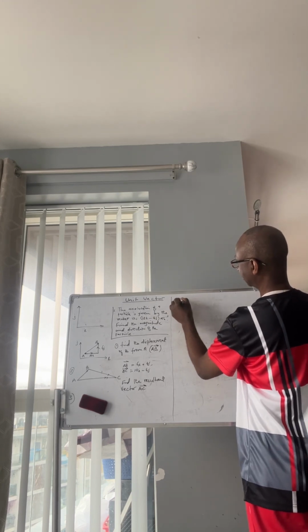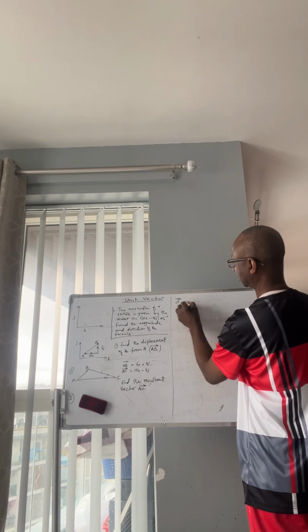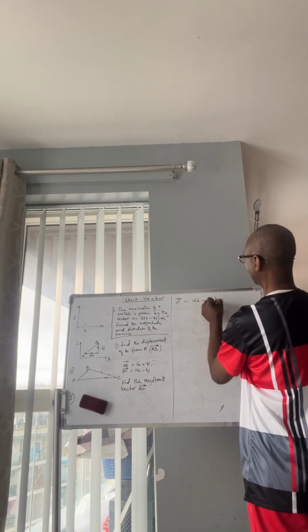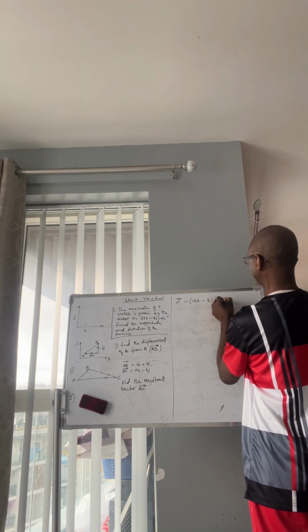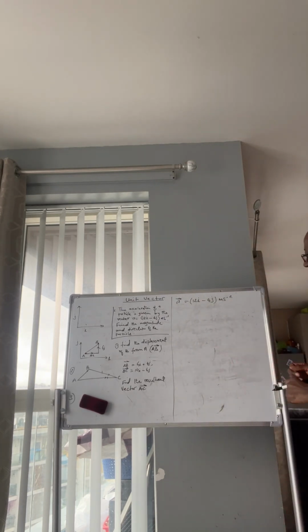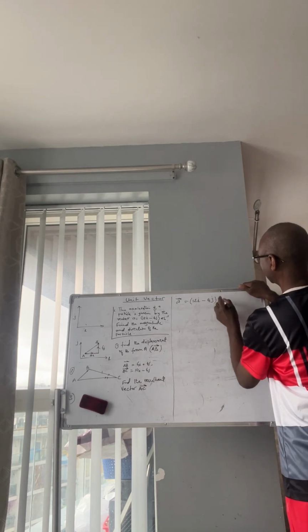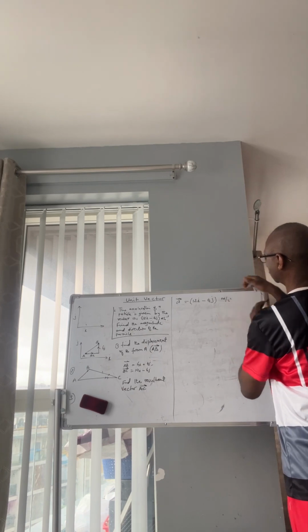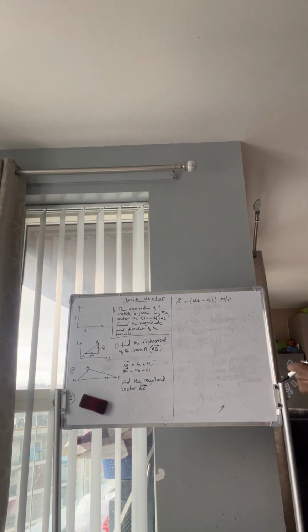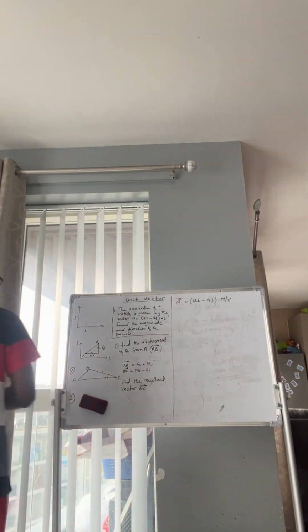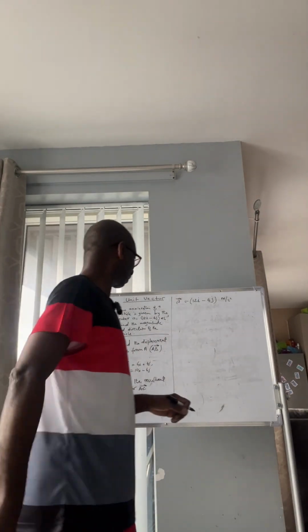This indicates the vector, which is 12i minus 4j, with units of meters per second squared. Some people write meters per second squared in a different way. It depends which way is convenient for you. You're still with that? Okay.